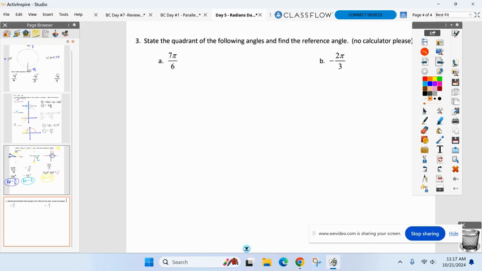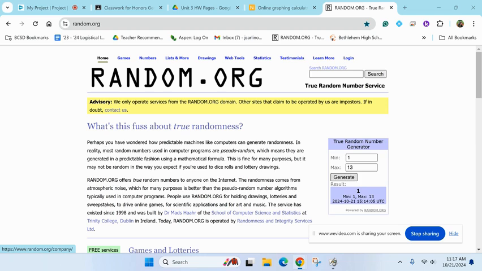I don't even want to graph it. State the quadrant and find the reference angle. All right, first question to somebody, what is that in degrees? Because I can't find any quadrants in radians, only in degrees. I don't want to convert it either.